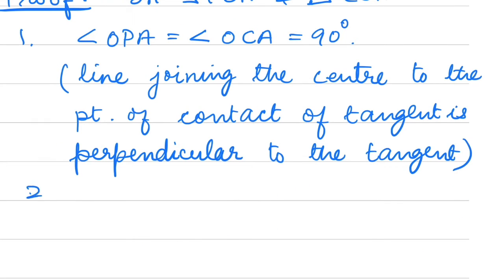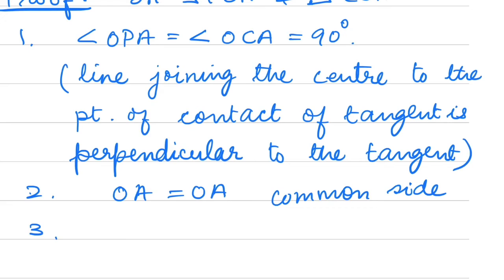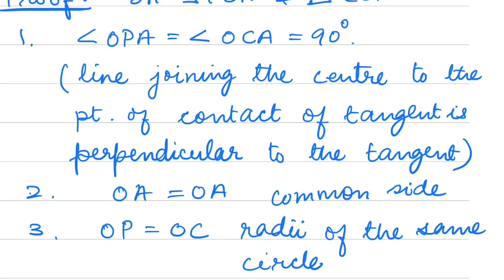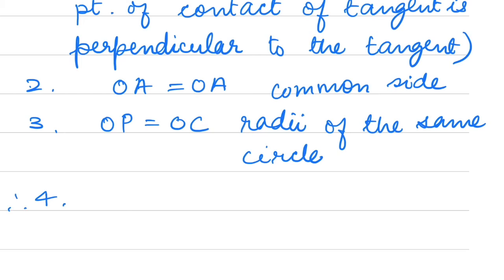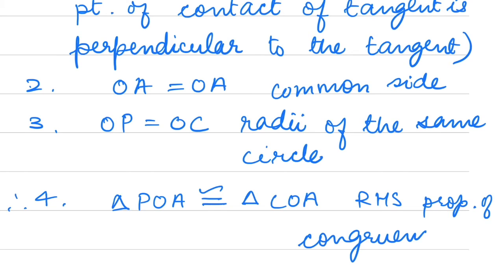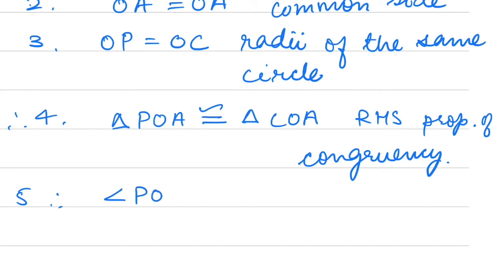Second point, OA is equal to OA, common side. Third point, OP is equal to OC, because both are radii of the same circle. Therefore, I can say that triangle POA is congruent to triangle COA by RHS property of congruency. Therefore, angle POA is equal to angle COA by CPCT.